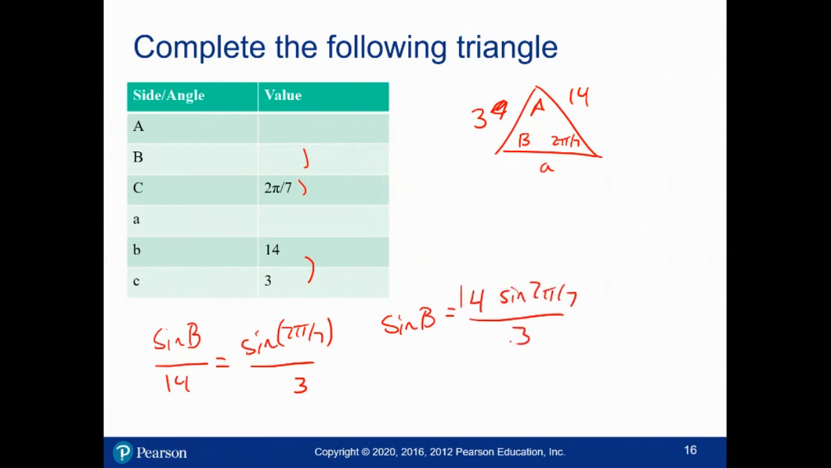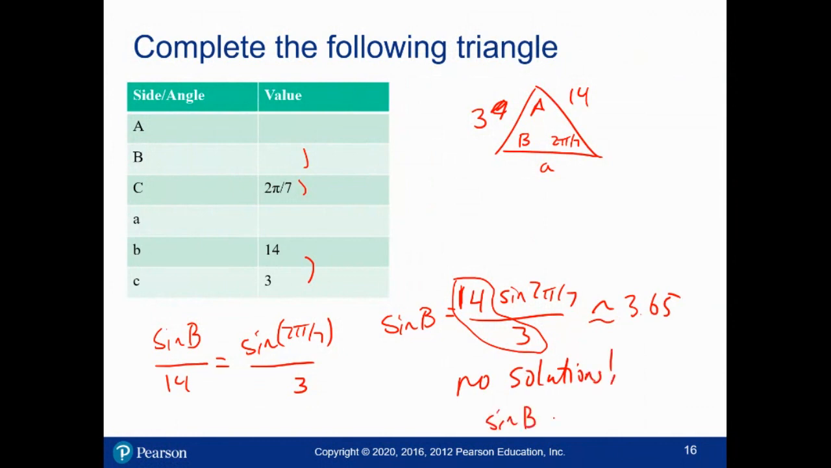And now I've got some suspicions, okay? 14 over 3 is like bigger than 4. And the sine of 2 pi over 7 is probably big enough that 4 times it is larger than 1. So let's just check. I'm pulling out a calculator. 14 times the sine of 2 pi over 7 over 3 is about 3.65. It's quite large. Whoops, previous slide. 3.65. So there are no solutions. The sine of B can't be bigger than 1. So no solutions.